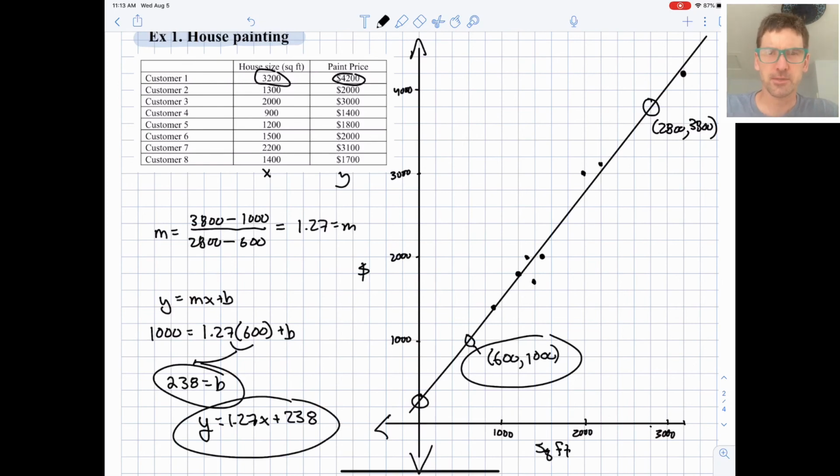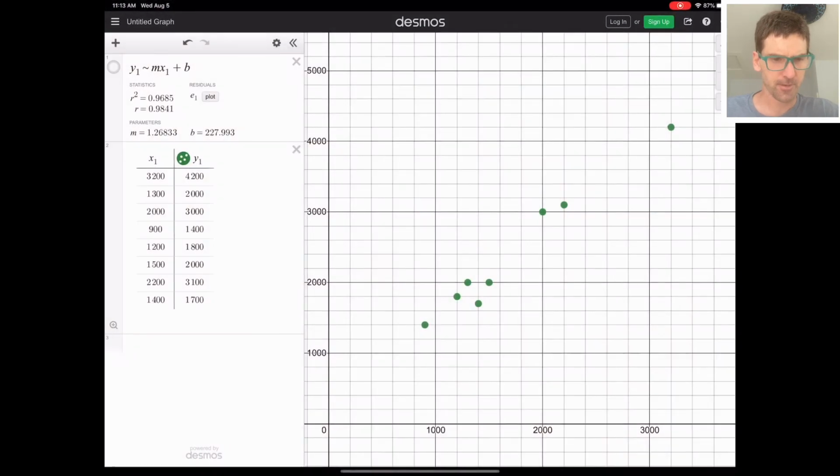Let's do a quick flip to Desmos, and I've already input everything into Desmos and found the best fit equation, and let's compare. Let's see how we did. So in Desmos, we will plot our points on a table, and then use this form y1 tilde mx1 plus b, and it gives us some variables. Unfortunately, I can't highlight or point on the screen right now, but you can see in the upper left that m is equal to 1.27.